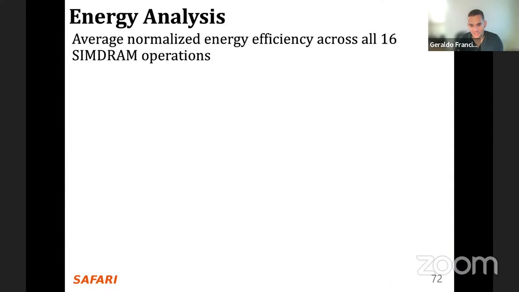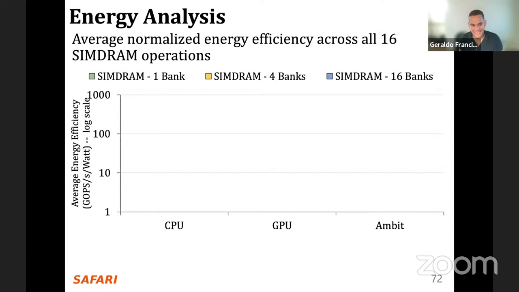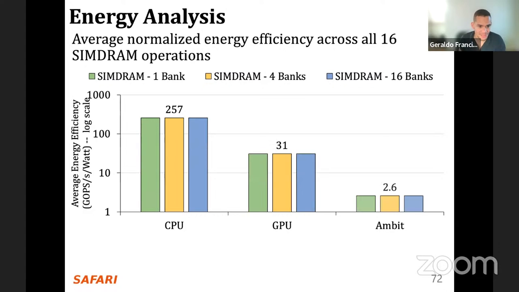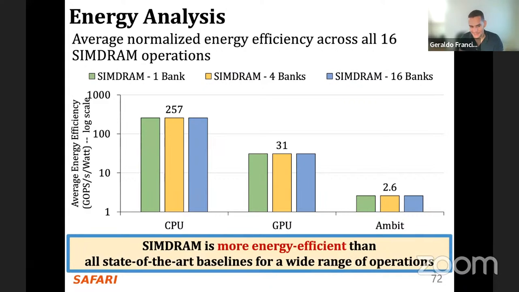We also evaluate the energy efficiency of SIMDRAM across the 16 SIMDRAM operations. So here I have a similar plot. In the x-axis, we have the baseline CPU, GPU, and MBIT. In the y-axis, I have the average energy efficiency in giga operations, or performance per watt, basically. And then what we see is that SIMDRAM operations provide more energy efficiency than the CPU by 257 times, the GPU by 31 times, and MBIT by 2.6 times. And again, the conclusion is that SIMDRAM is more energy efficient than all of the previous state-of-the-art baselines for a wide range of operations.